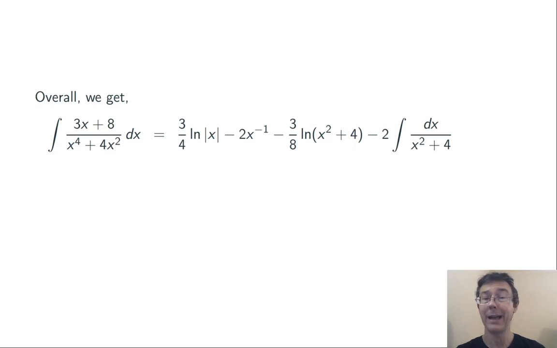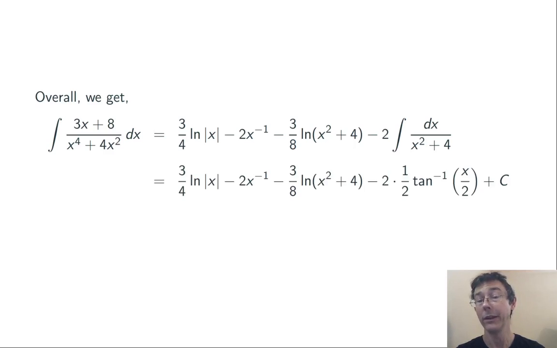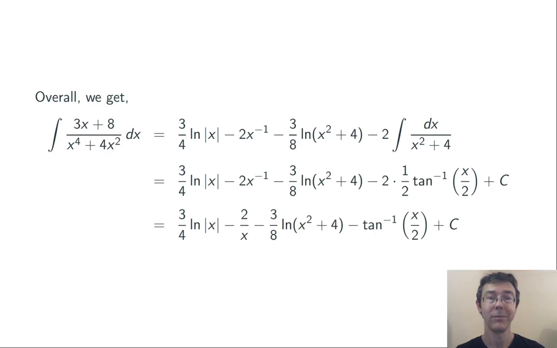So now I go back to the expression I have for the overall integral I'm trying to do. I take out the integral that I just found, integral of dx over x squared plus 4, and replace it with what it's equal to, 1/2 tan inverse of x over 2. Simplifying a tiny bit, I get my final answer. 3/4 natural log of the absolute value of x, minus 2 over x, minus 3/8 ln x squared plus 4, minus tan inverse of x over 2 plus c.